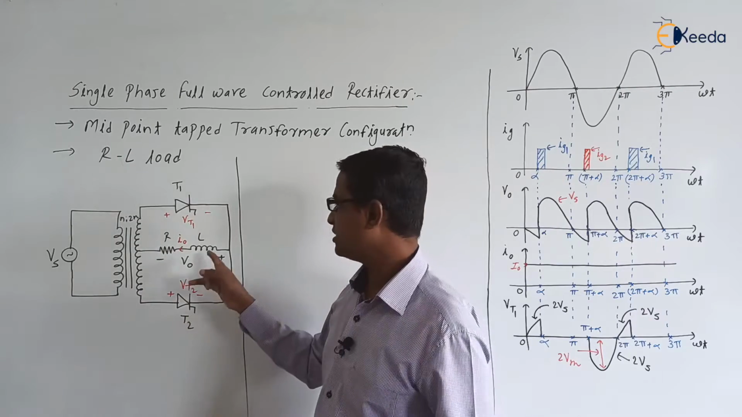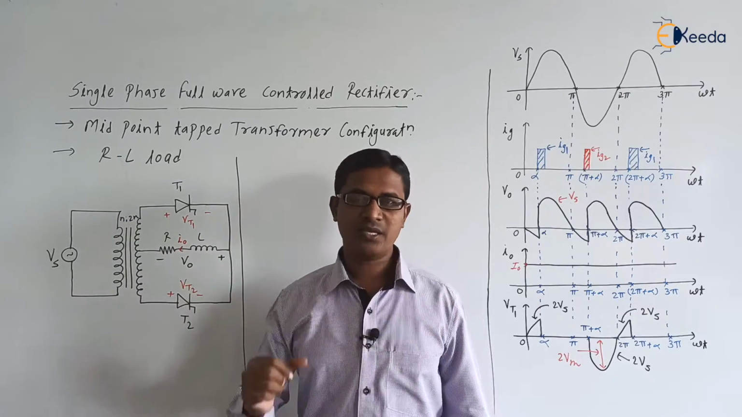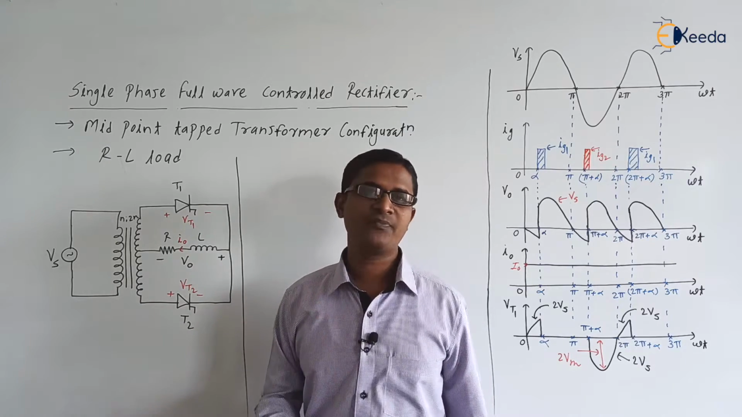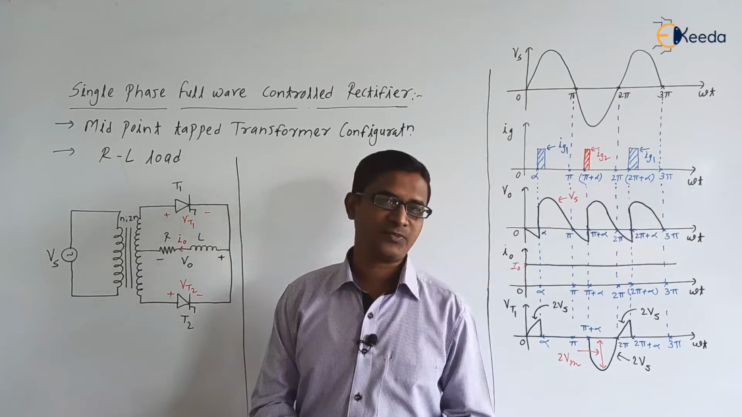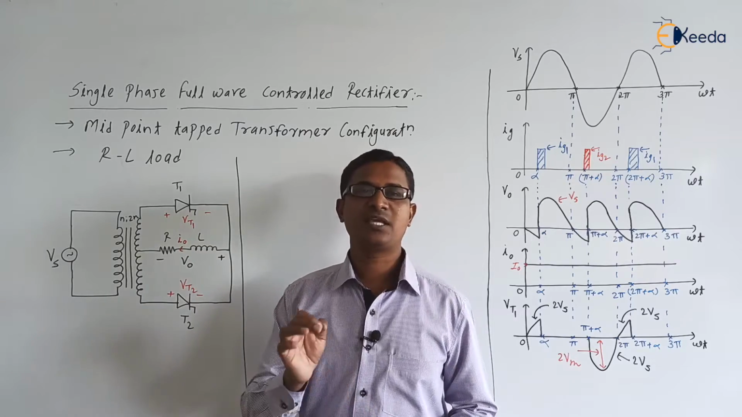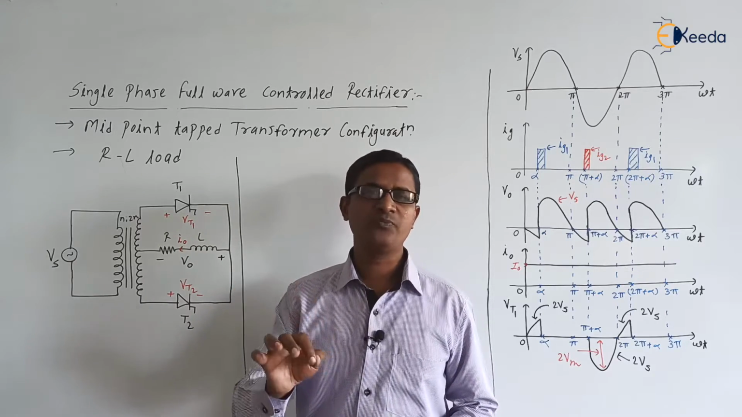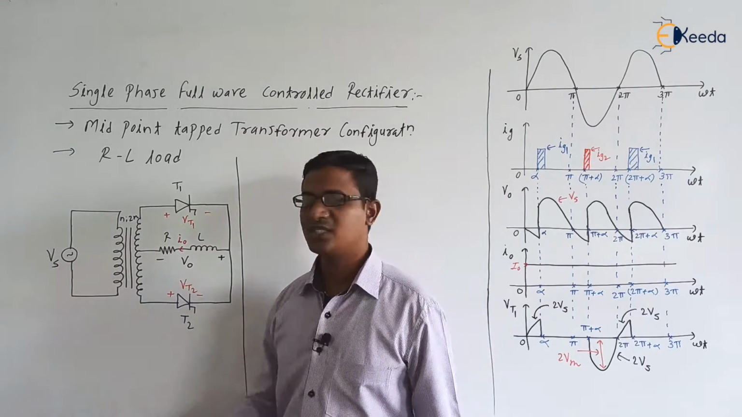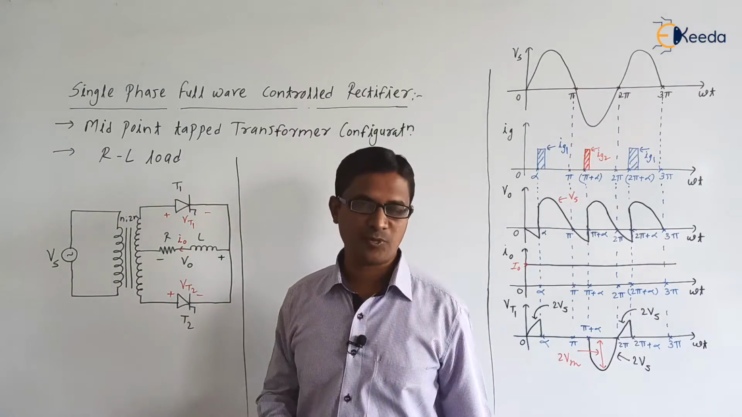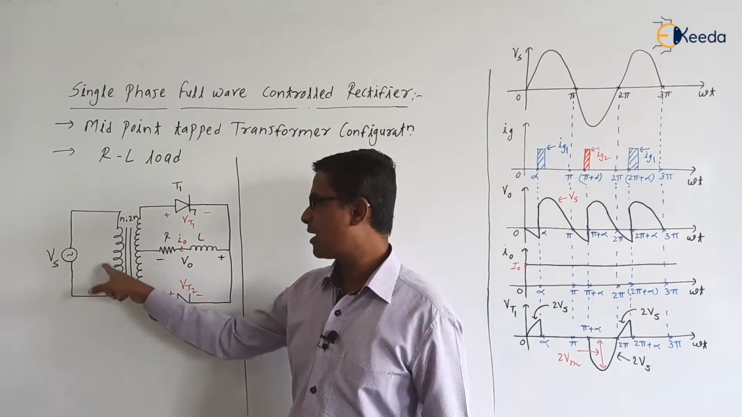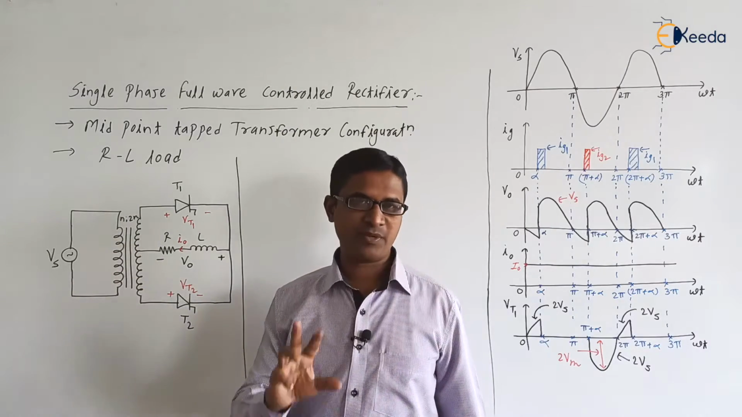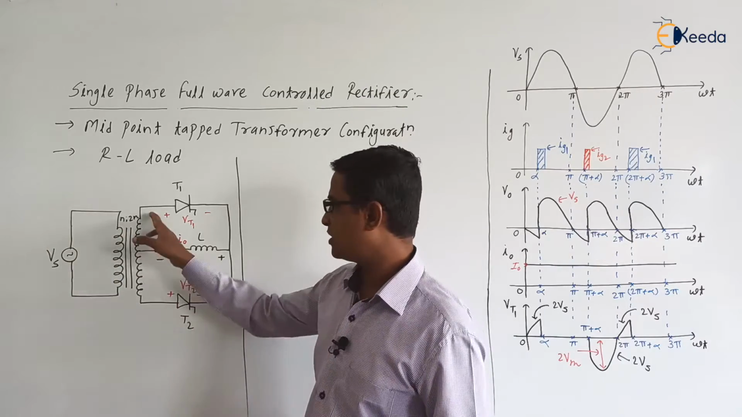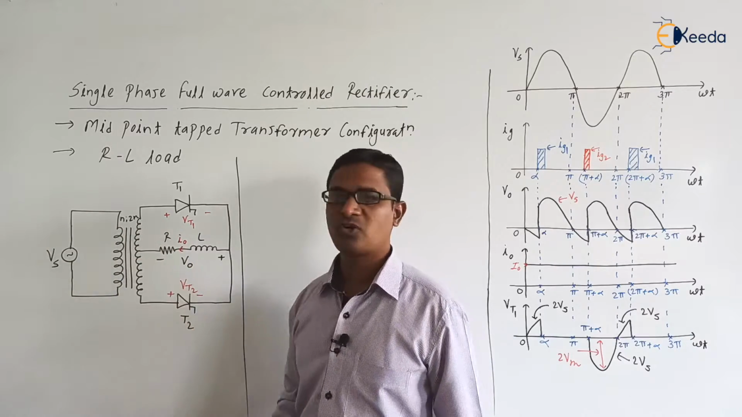Here in the load we have the inductor. As we know, the inductor is the element which stores energy in its magnetic field. It also releases the energy in order to maintain the same current, or to oppose the change in the current. Here we have the supply voltage Vs, which is equal to Vm sin omega t. It is connected to the primary winding of the transformer. The primary winding has n number of turns, and the secondary winding has 2n number of turns.